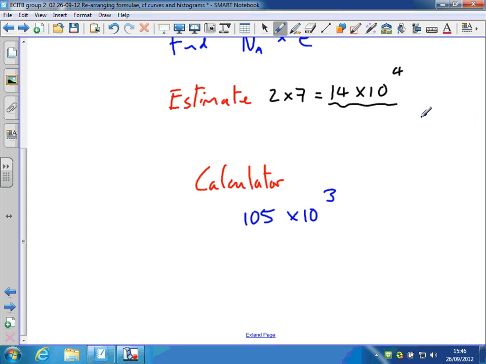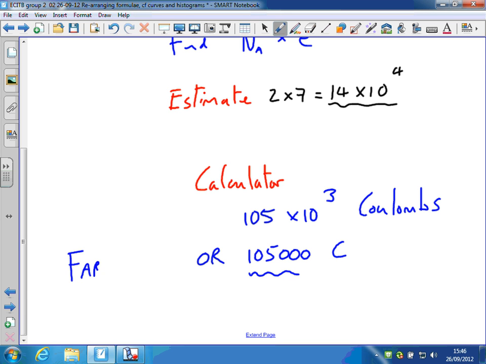So 105 times 10 to the 3 in engineering notation. Yeah. And that will be in coulombs because it's a charge. So 105 times 10 to the 3 or 105,000. When you get small like this, you might well just write the whole number. That's 105,000 coulombs. So if you look up the Faraday number, you should find that it comes to around about that. If you want to look it up, I'll leave that up to you.